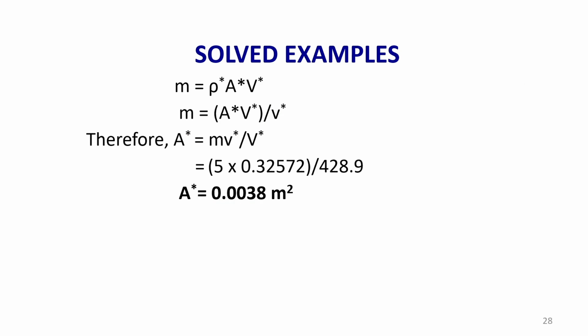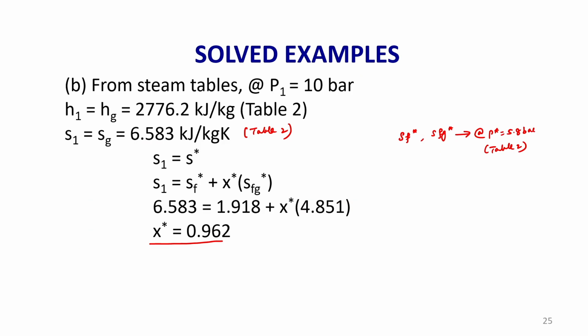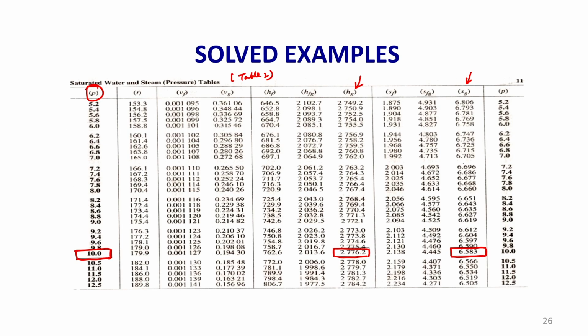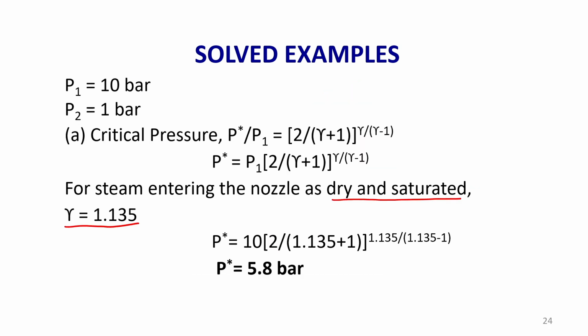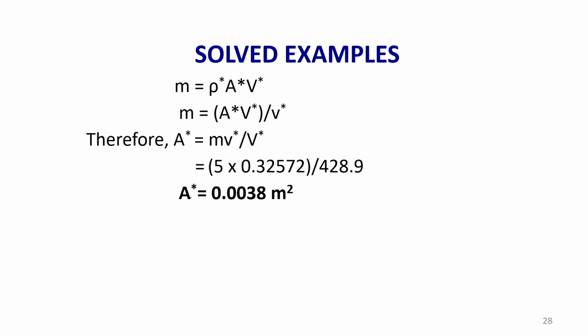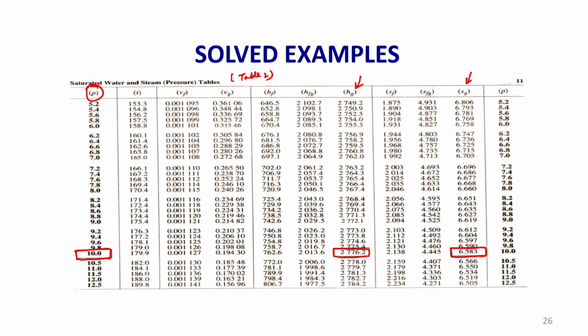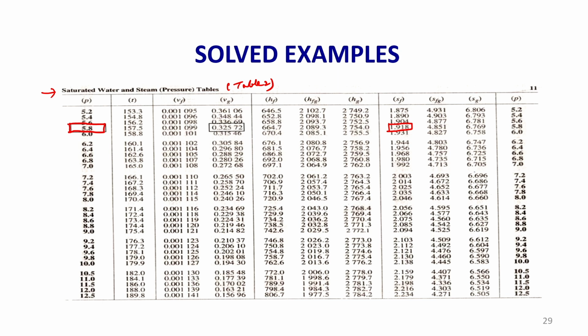That is why, if you see this, we now need the specific volume corresponding to 5.8 bar. That also we have to take, where I have mentioned here the specific volume from table number 2, 0.32752. That is the 5.8 bar pressure line, and this is the specific volume.